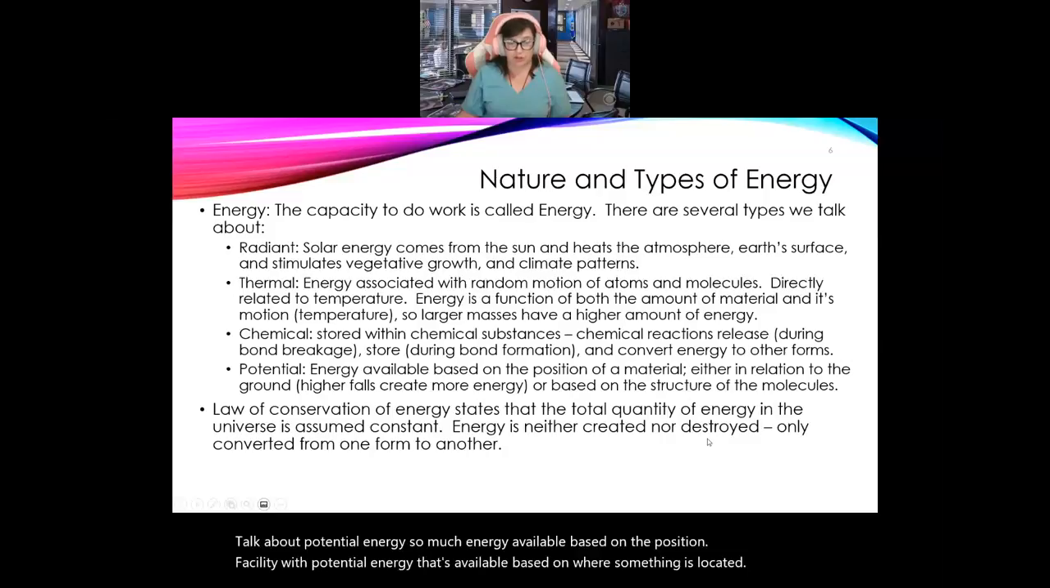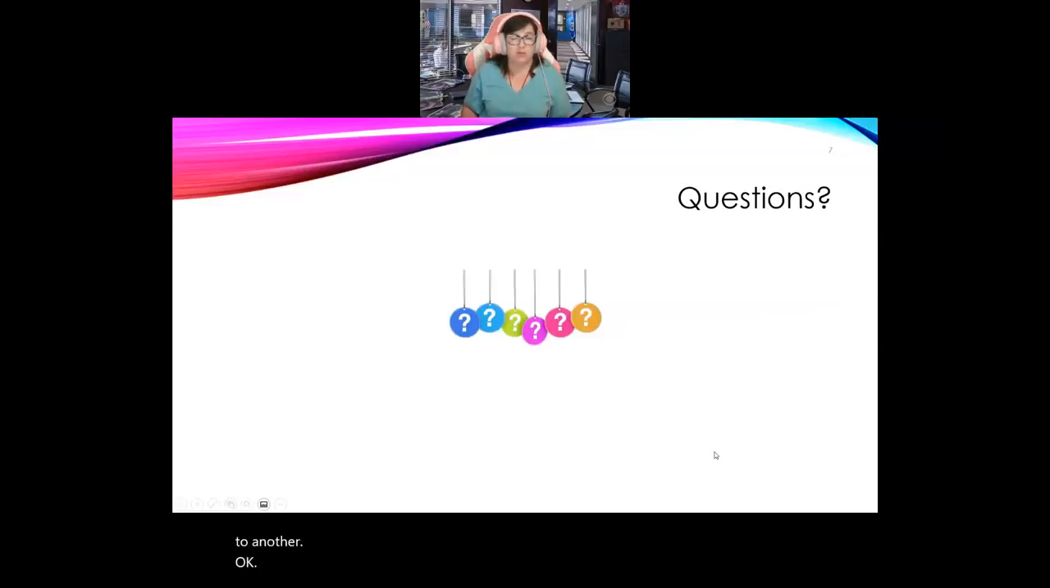The law of conservation of energy states that the total quantity of energy in the universe is assumed constant. Energy is neither created nor destroyed. It's only converted from one form to another. Okay. Questions, comments, problems about our definitions of energy and the fact that we don't create it, we just change it.